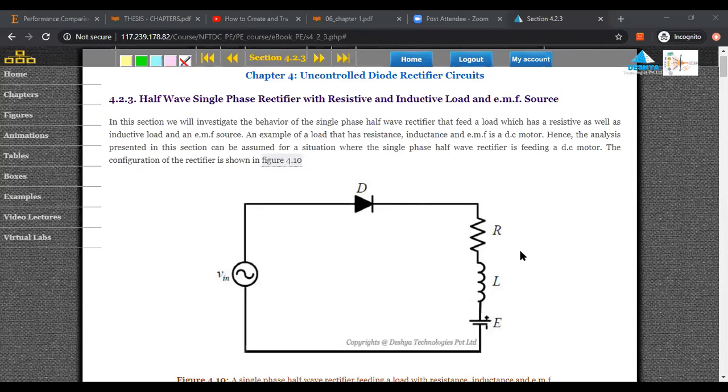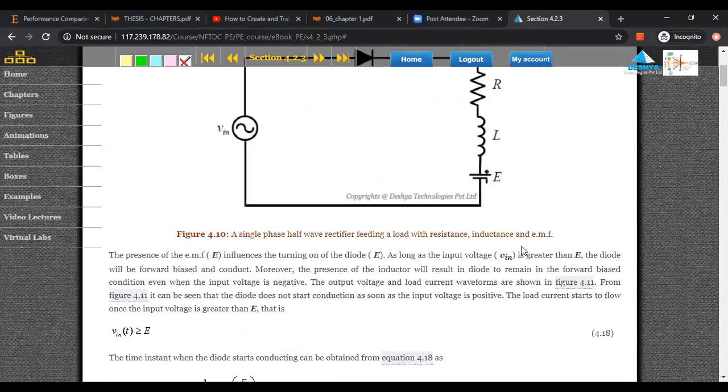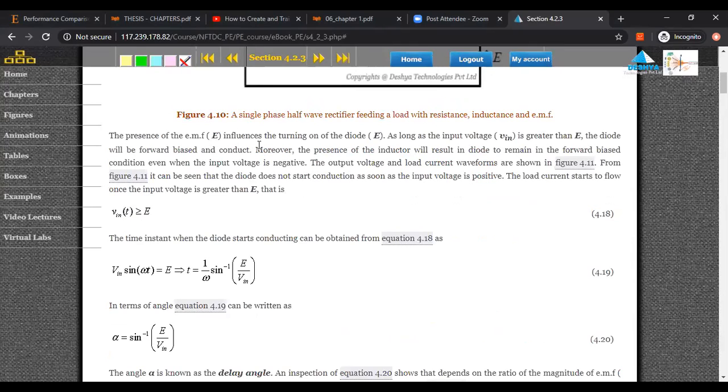Let us look at the conditions one by one, step by step. We are saying that the presence of EMF influences the turning on of the diode. What is the meaning of that? If V in is greater than E, the diode is forward biased and it conducts. Moreover, the presence of the inductor plays a very important role. An inductor stores energy, so its presence will result in the diode remaining in forward bias even though the voltage becomes negative. Normally, if the voltage becomes negative, the diode should become reverse biased. But it is not happening in this case because of the inductor. That's a very important point. The inductor is pulling the diode to remain in forward bias even though the input voltage is negative.